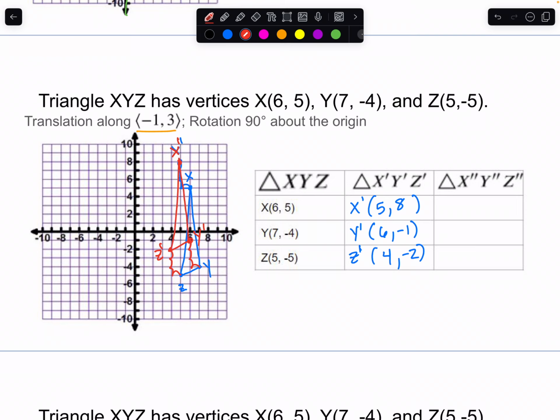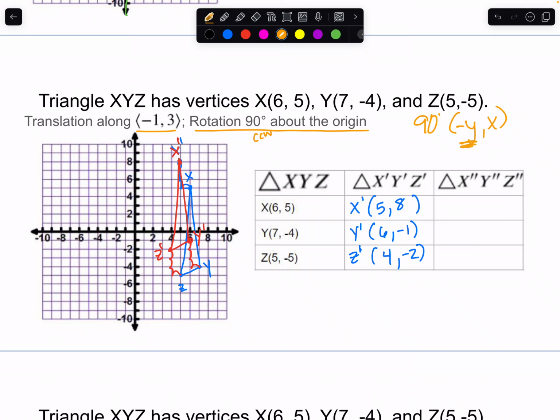Again, you can do this, all of them graphically or not. For double prime, we're rotating it about 90 degrees about the origin. We're going to assume this is counterclockwise. So the 90-degree rotation rule says we're going to switch the values and do the opposite of the first term.